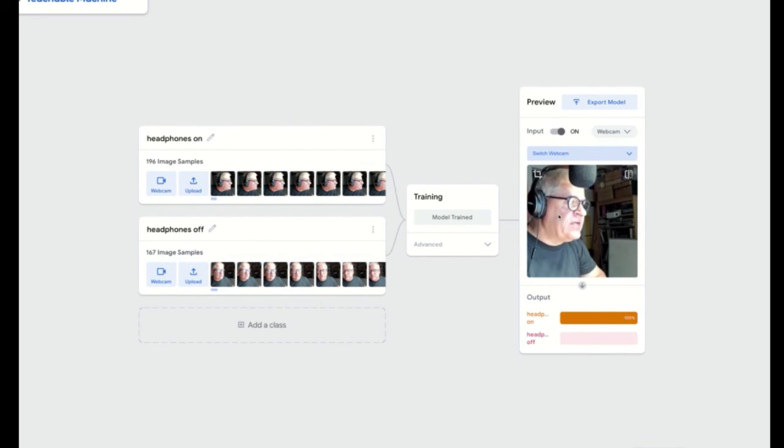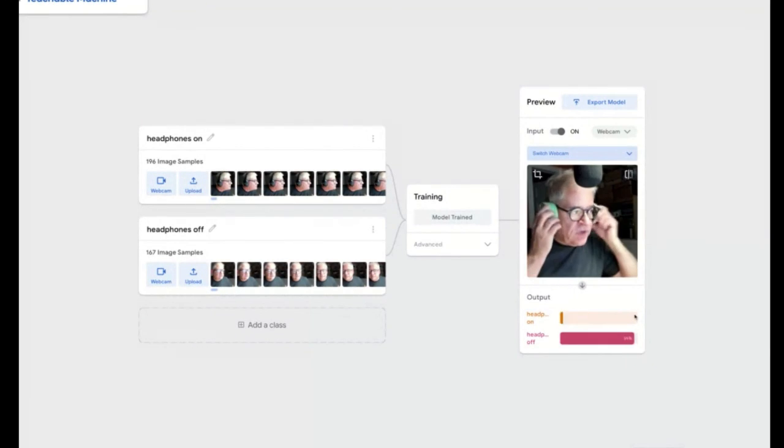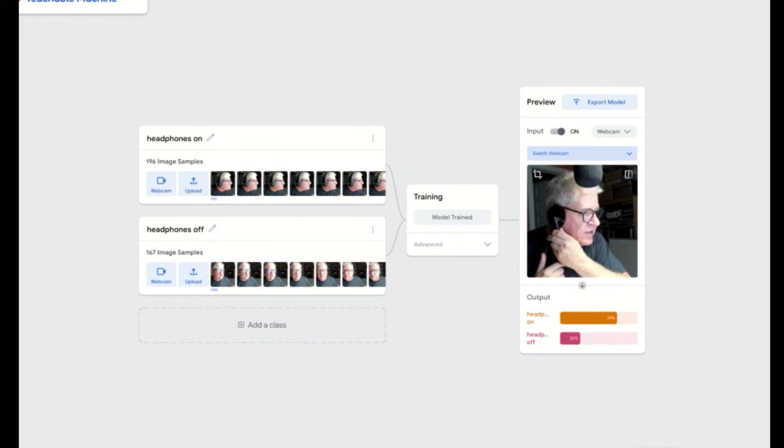Now here is my model that's trained, and it says I have headphones on, and now it knows that I have the headphones off. And if I put something on here, it says, oh, nope, those aren't headphones. But what if I put something black up here? Oh, it's kind of thinking those might be headphones. If I get my phone to my ear, it looks a bit like a headphone. I could train it to say, no, my phone is not a headphone, and so on.